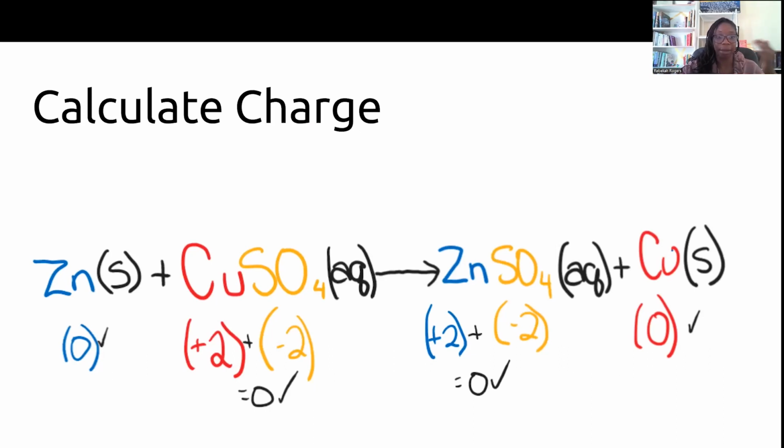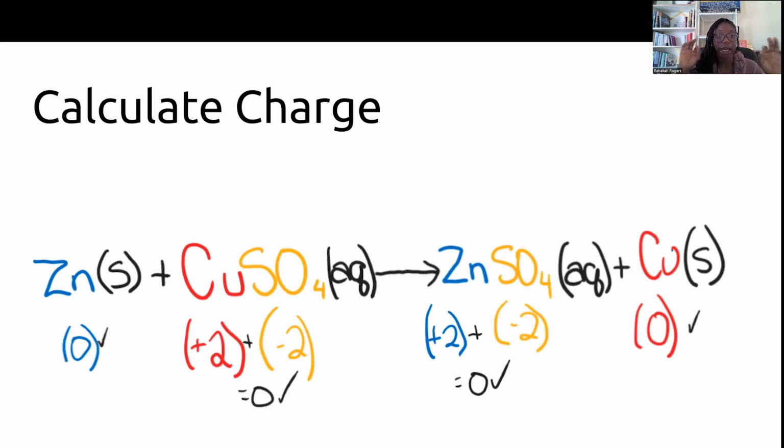So given this example, if you have zinc as a solid that's combined with copper sulfate, which is in aqueous form, meaning it's dissolved within water, you're going to get zinc sulfate, which is now the zinc bound to sulfate dissolved in water, and copper as a solid by itself. The first thing that we have to do is check out the formal charges.